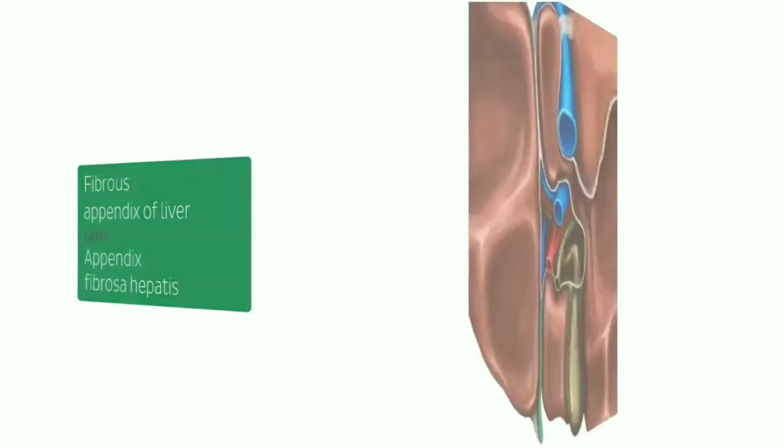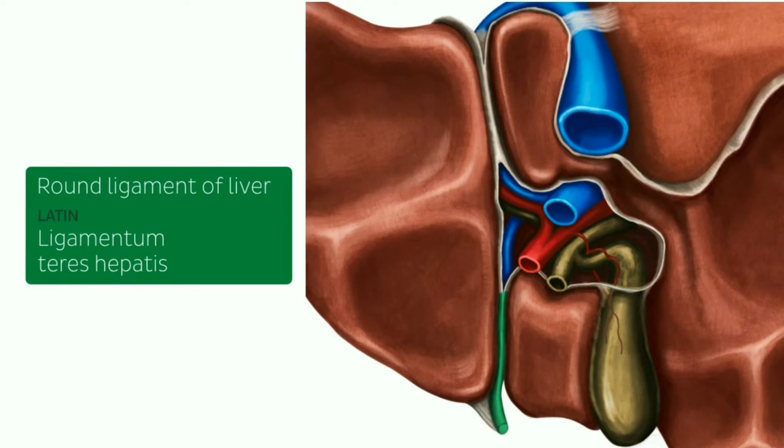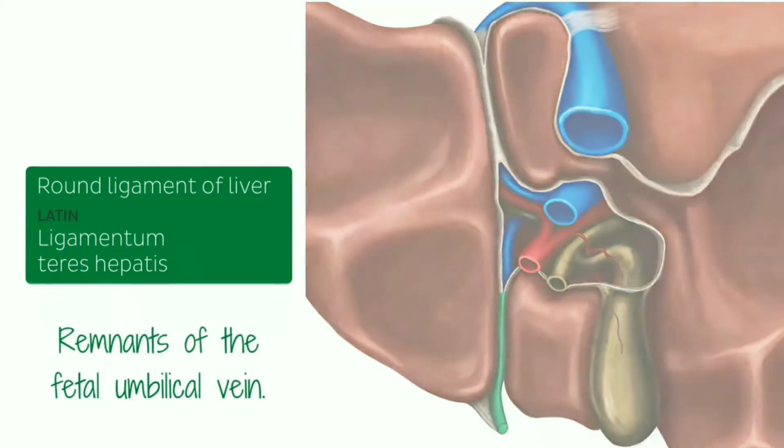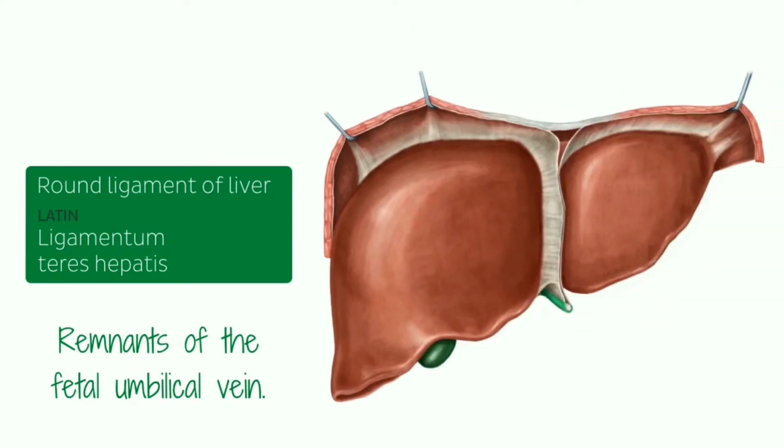The round ligament of the liver, also known as ligamentum teres hepatis, is a degenerative string of connective tissue that represents the remnants of the fetal umbilical vein. This ligament, as I mentioned earlier, and as you can see from this anterior view, separates the left and right lobes of the liver at the posterior lower half. This ligament inserts around the umbilicus on the inner surface of the anterior abdominal wall.